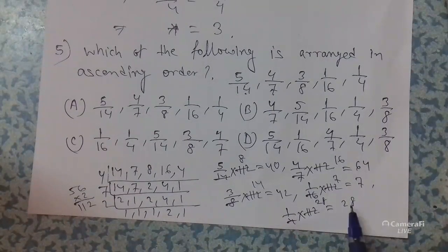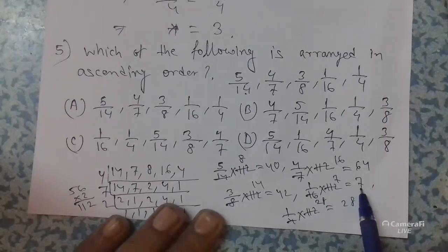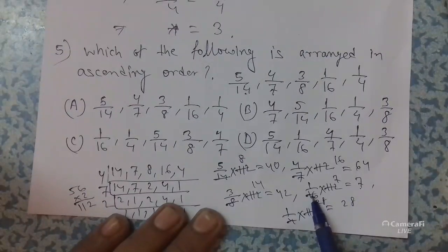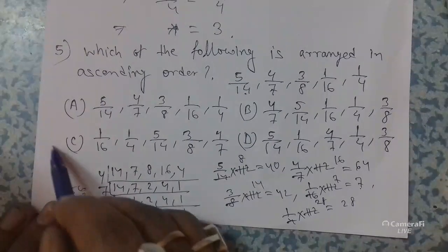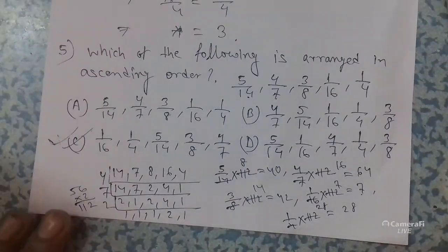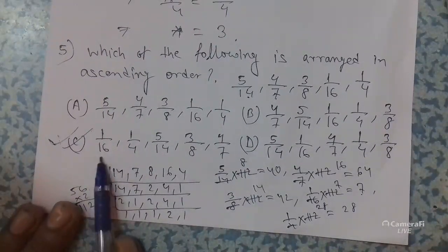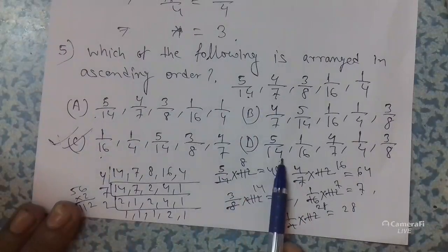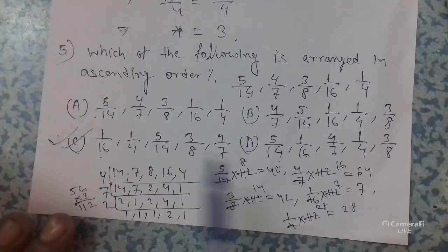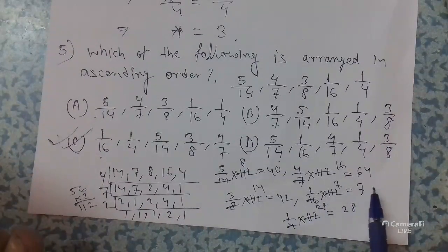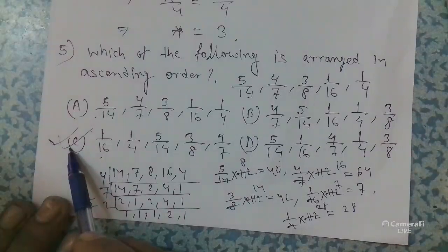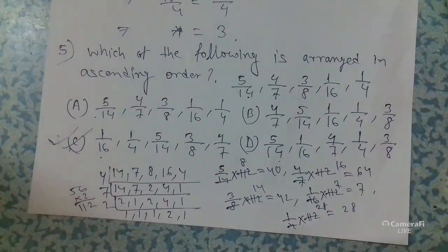So now find out the smallest number. Here 7 is the smallest number. That means 1 by 16 is smallest. Where is 1 by 16? Option C. In option C, the first number is 1 by 16 and the rest of the three numbers are not 1 by 16. So that means we need not check the rest of the numbers. So option C is the correct answer. I hope all of you understood. Next.